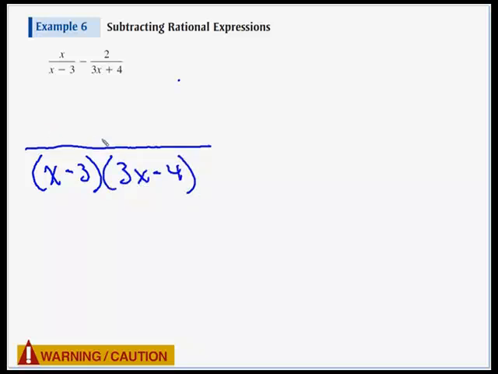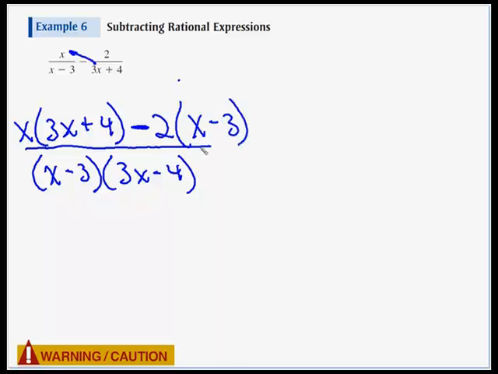To find our new and improved denominator, first I'm going to multiply up to the left this way, and I'm going to have x times the quantity 3x plus 4, and then minus here, and I'm going to multiply on the other diagonal. And this is where that minus comes in critical for distributing. We're going to have 2 times that quantity x minus 3, 2 times the quantity x minus 3.